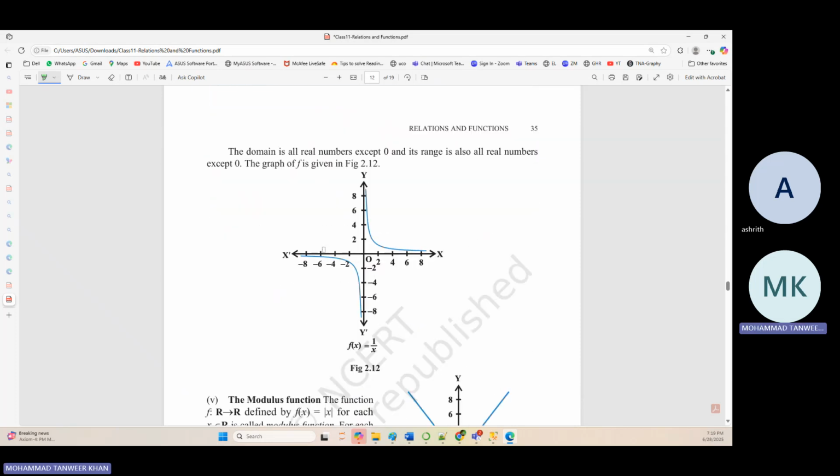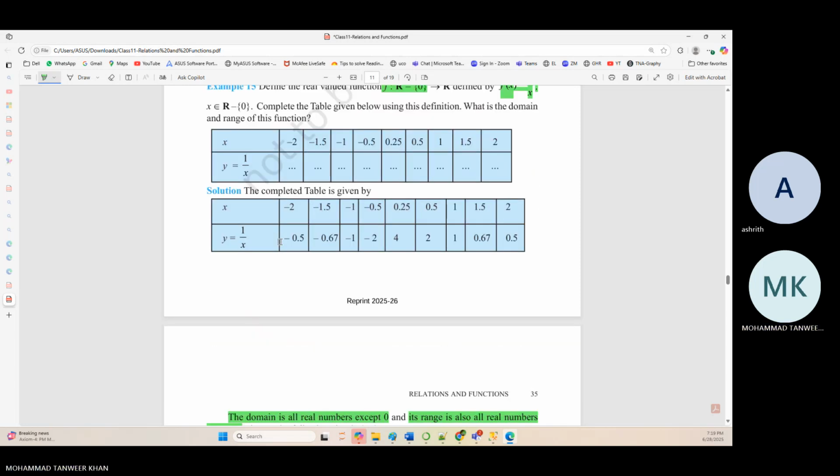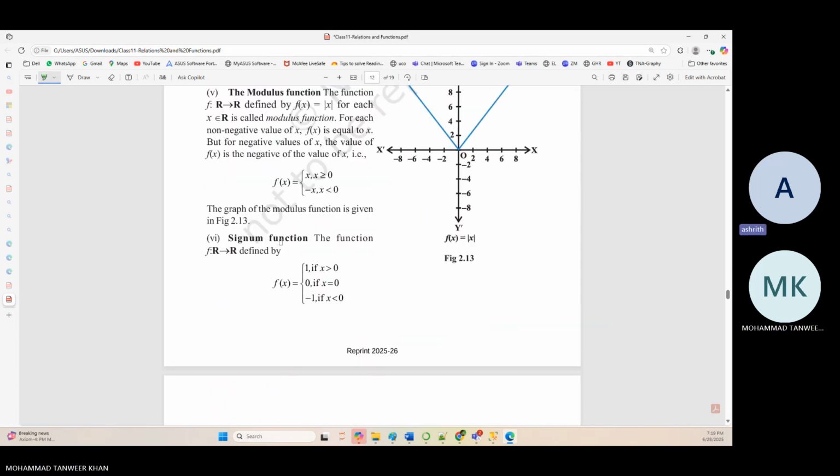If you draw the graph for this, the domain is all real numbers except 0. This point is clear. And what will be the range? The range is also all real numbers except 0, because you will never get the output as 0 in this function. You will never get the value of y as 0. This question number 15 is very interesting actually. You should try it.